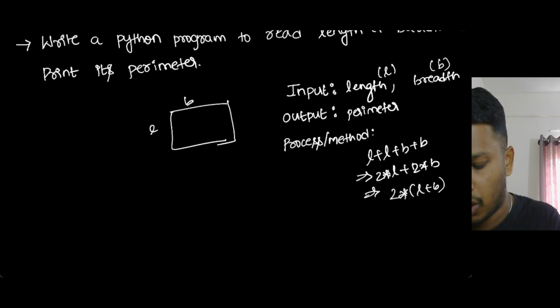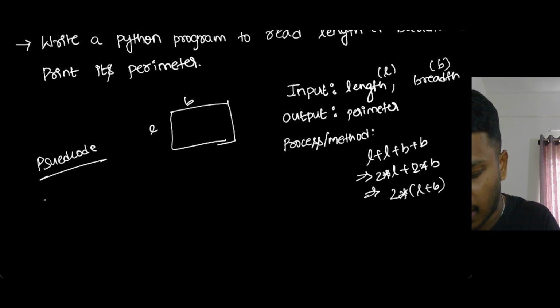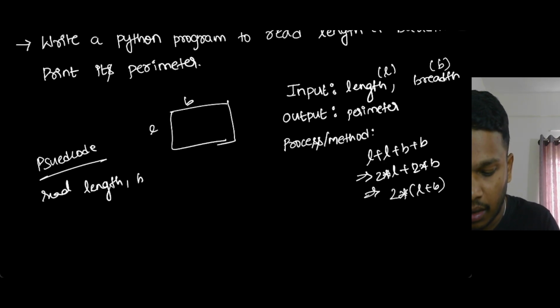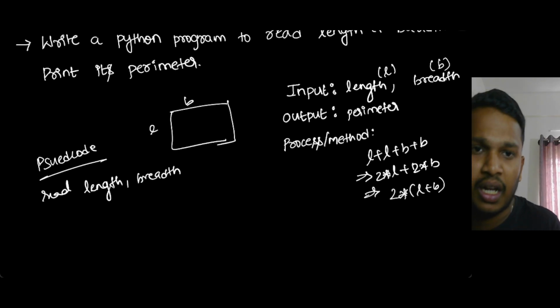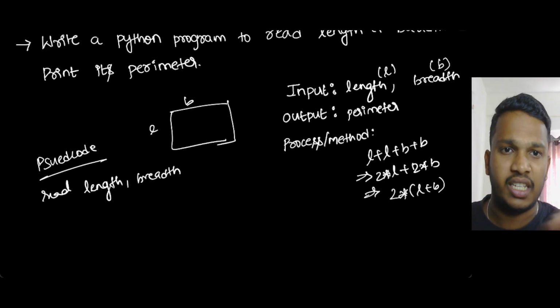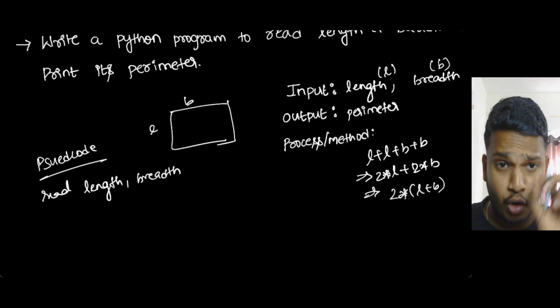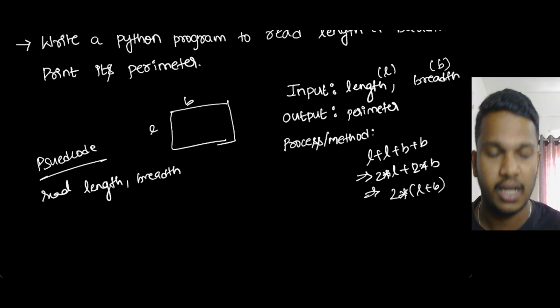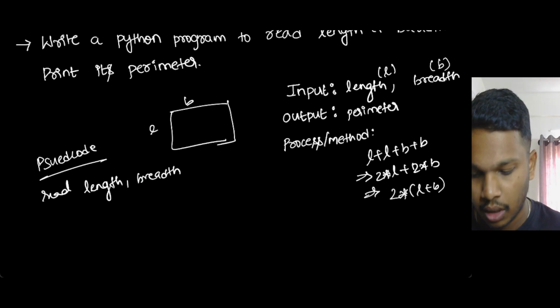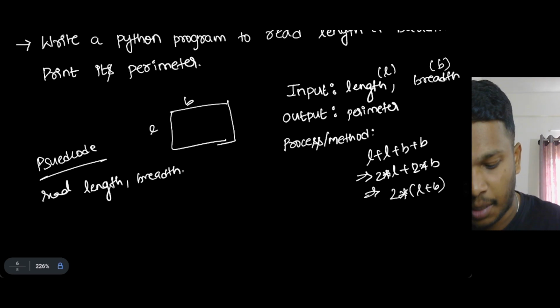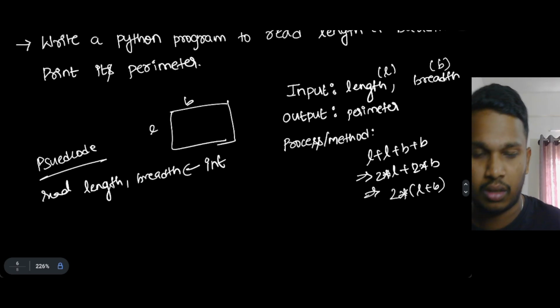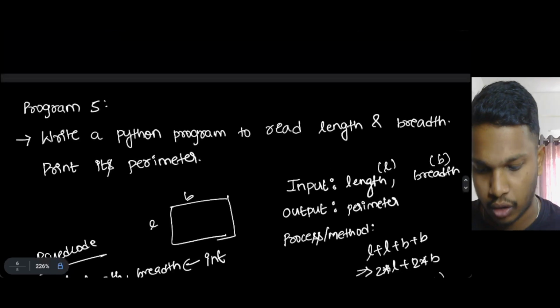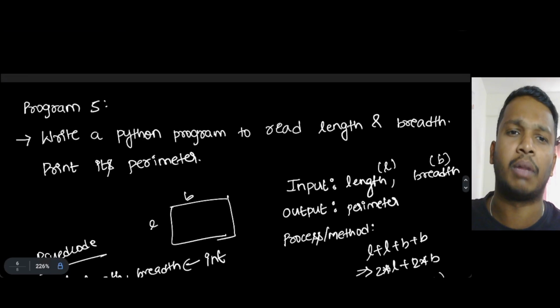Now I will write the pseudocode. What should I do? First, read length, comma, breadth. Make the question simple: length can be 1, 2, 3, 4, like 3 centimeter, 4 centimeter, but not like 3.1 centimeter. We are at the starting stage, so make it easy. Then what is the data type of length and breadth? Integer. Why? Because we told it is a number. In the question also they told the Python program to read length and breadth. It's a number.